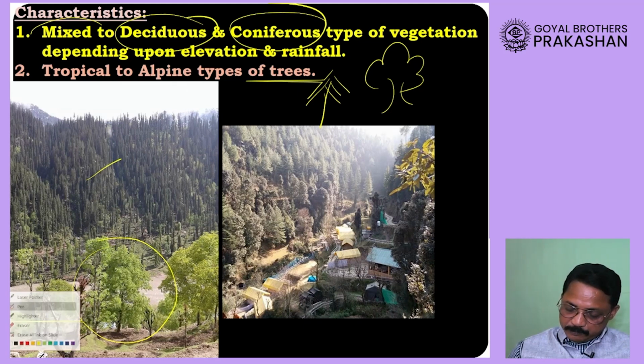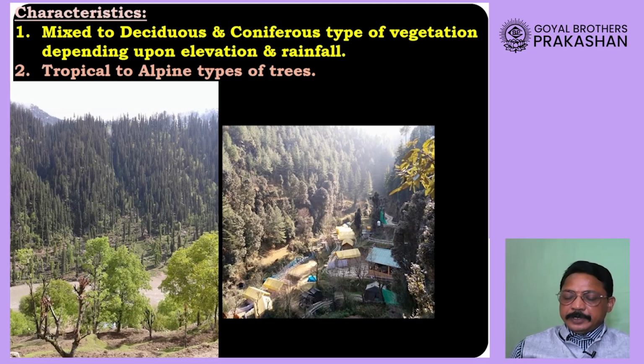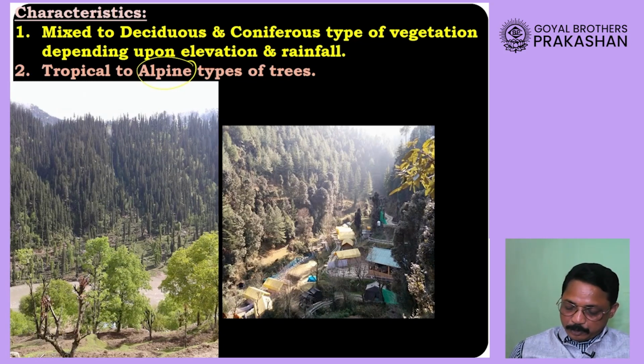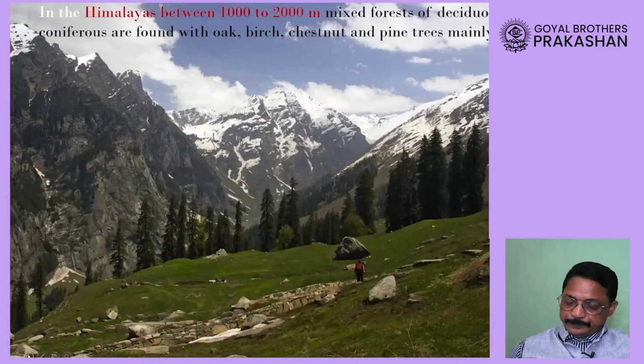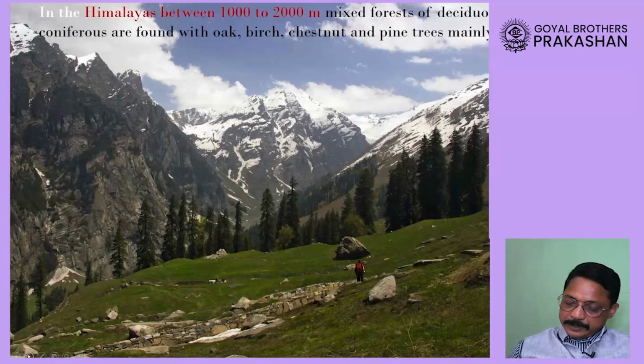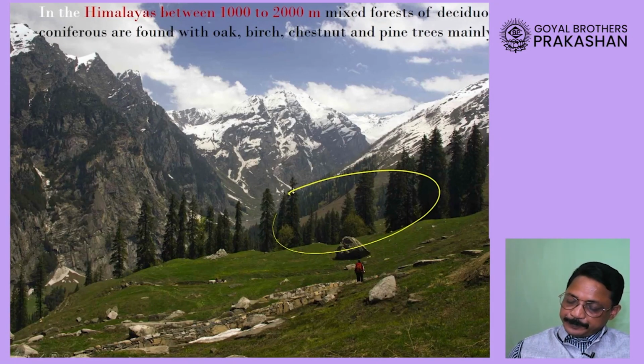Another meaning of the word mixed forest is, here we find alpine type of forest also. Alpine basically means those found exclusively in mountain areas, and tropical means those found in comparatively hotter regions. Okay, now look at this picture very carefully. What do you notice? Here you will find some coniferous plants. If you go further high up, you find there are no plants growing over here.